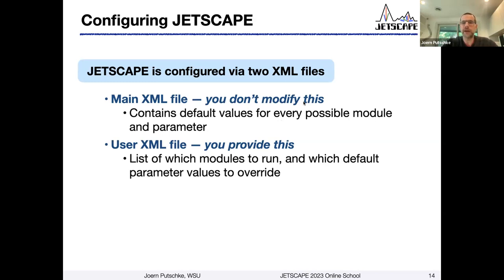So JETSCAPE is configured via two XML files. So we have a main XML file. This is something you shouldn't modify at all. It contains default values for every possible module and every parameter which is needed and or can be used. And you have a user XML file. So you provide this or you use one of the example files. For example, we have different tunes which are encoded in an XML file. And there you can change the list and define what modules you want to run and what default parameters of these modules you want to override.